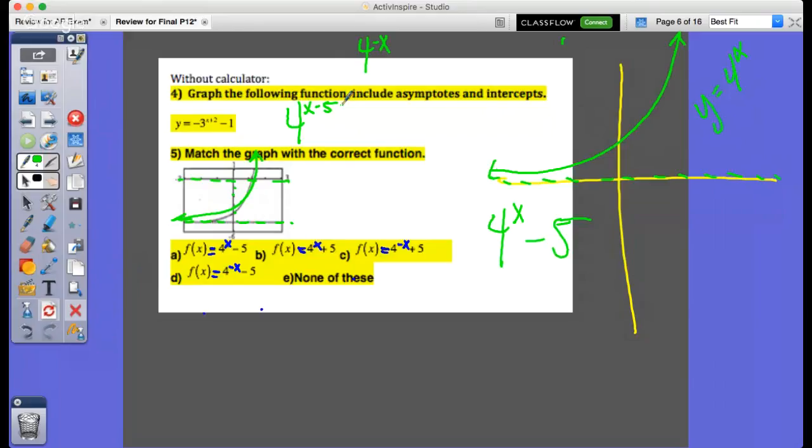Good question. Wait, so on the graph you have on the sheet, why is negative 3 relevant? That's just showing you how far it is. Like this right here.